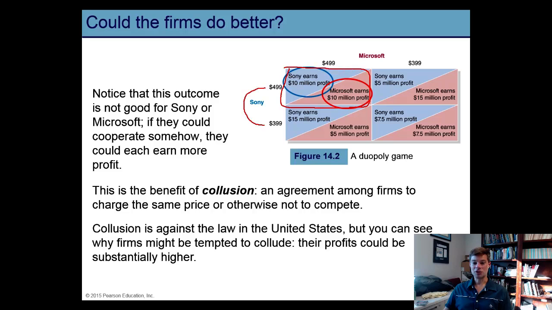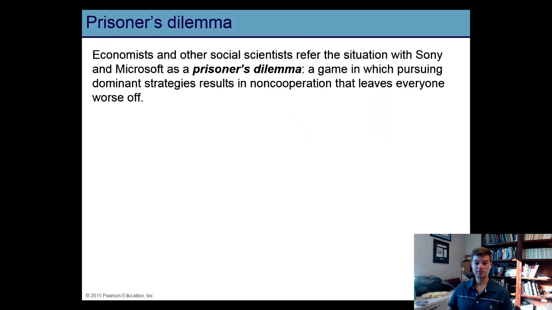Sony has an incentive to charge a lower price in order to increase its profits, and at the same time, Microsoft has an incentive to charge a lower price as well in order to increase its profits from 10 million to 15 million. This is an example of a prisoner's dilemma. This is a particular kind of game in game theory in which the dominant strategies result in non-cooperation, and that leaves everyone worse off. The players could be made better off if they were to cooperate, but the cooperative outcome is not the result of dominant strategies.